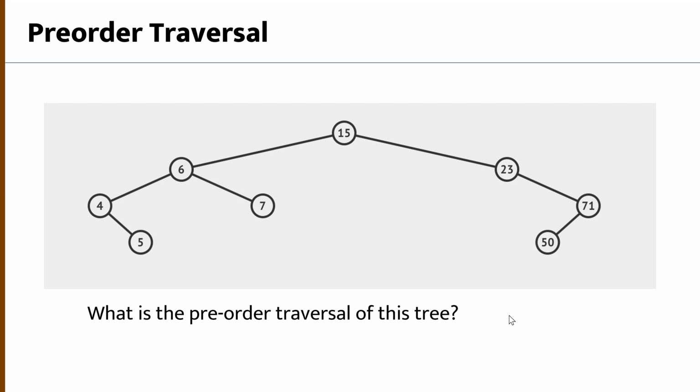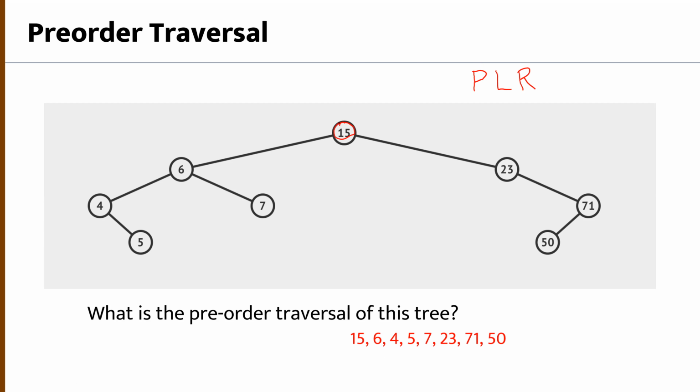All right, so Andrew has given us a solution: 15, 6, 4, 5, 7, 23, 71, 50. And yeah, that is correct. So let's actually go over how we got that answer. So once again, the pre-order traversal is we'll visit the parent, and then we'll visit the left, and then the right subtrees. So first, we're going to start off at the root, which is 15.